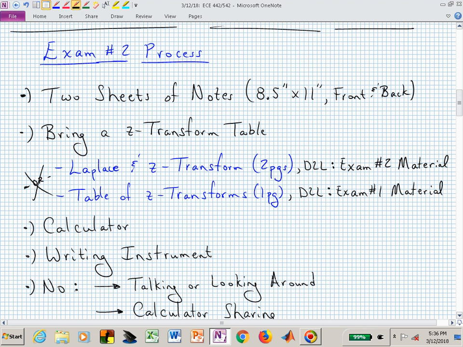That means you'll have maybe 5 pages, but 3 of those will be one-sided. Does that make any sense? You'll have 2 double-sided pages of notes, handwritten, and then you can have these transform table pages.